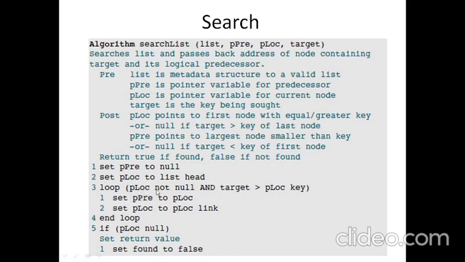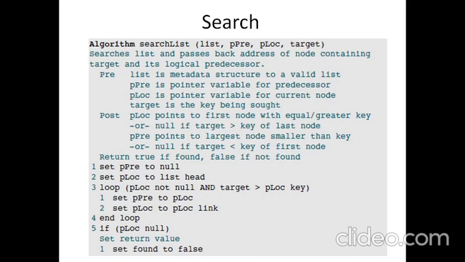So loop while p location is not null, condition 1, which means you haven't reached the end of the list, and target is greater than p location key. The second condition is that you haven't found an element which is larger than the element you are searching for. So until both conditions are false, this will keep on searching the list. In each iteration, it will update p3 to p location so that you keep moving to the subsequent links, and p location to the p location link.